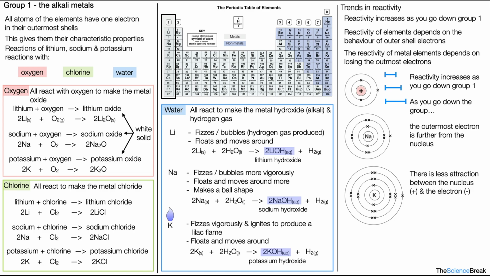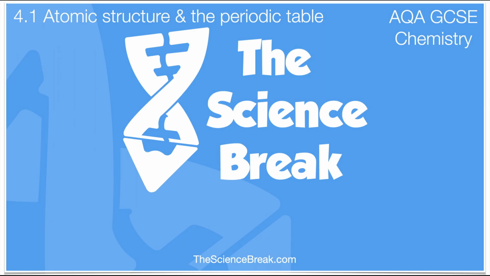So we can add our positive charges in the nucleus. And we can see that because the distance between the nucleus and the outermost electron is longer, there is less attraction. The electron is lost more easily.